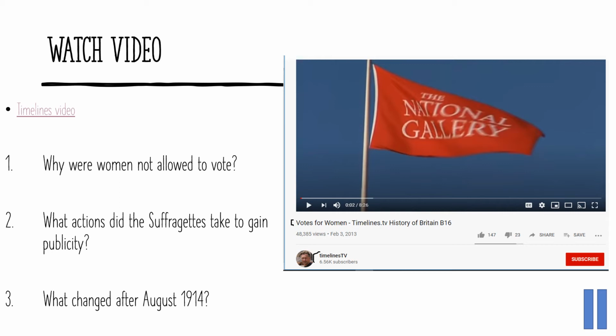So why were women not allowed to vote? What actions did the suffragettes take to gain publicity? And what changed after August 1914? What happened? So make as many notes as you can and answer those questions.